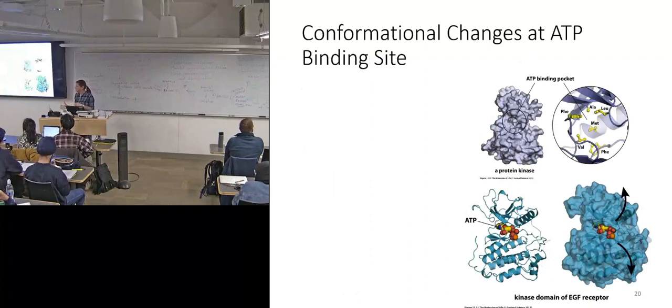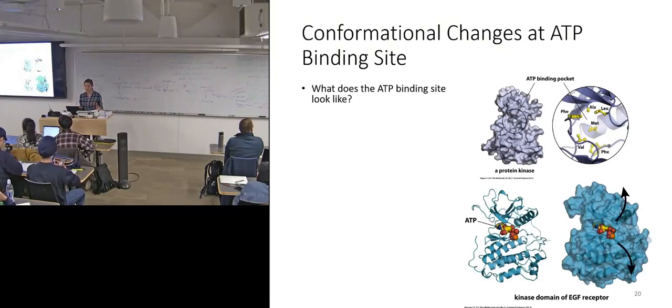So conformational changes at the ATP binding site. Recall that ATP is the normal ligand for this situation. Okay, so looking at this figure, what does the ATP binding site look like? What's going on in here?